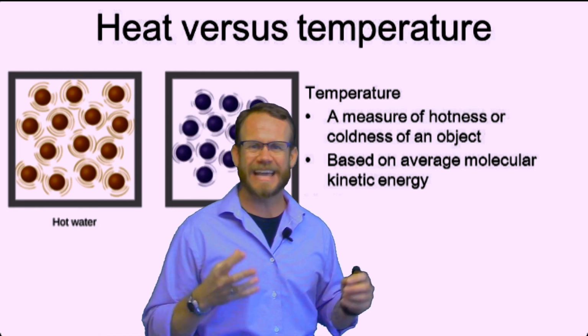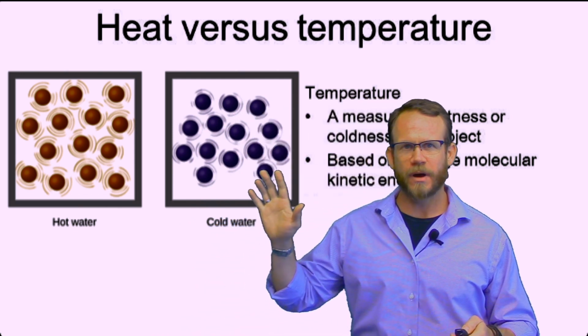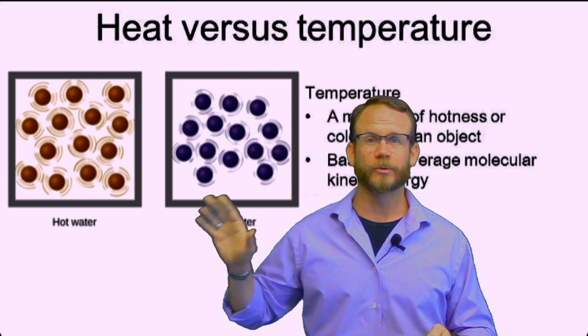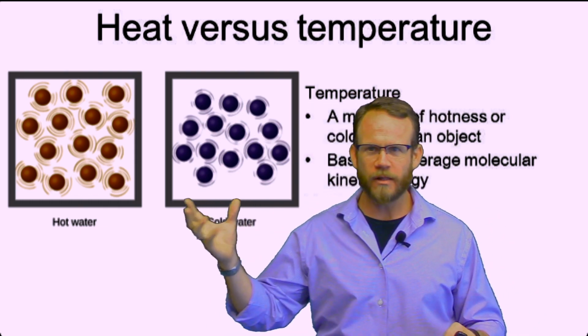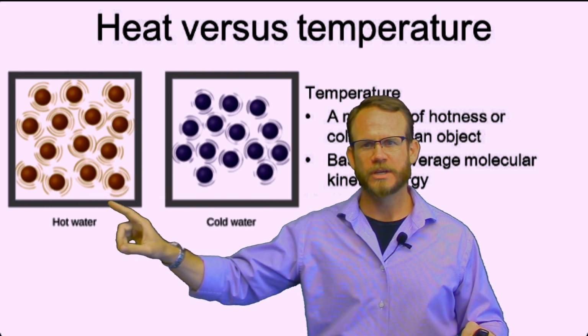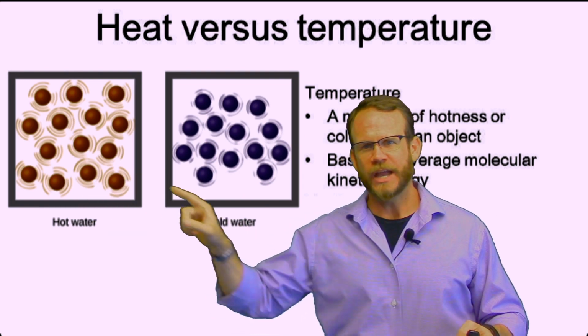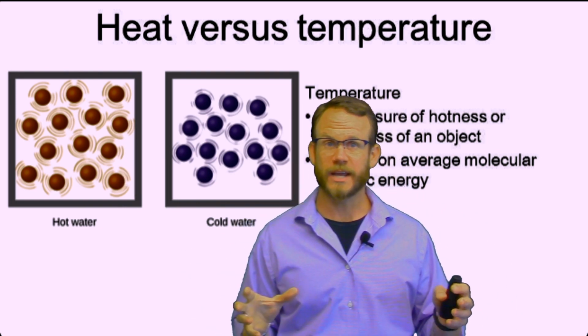And what that's based on is the average molecular kinetic energy. And that just means how much the atoms or molecules are bouncing around. So if you guys are a fan of Bob Ross, you remember his happy little molecules here. And on the one side, these are both water, same number of molecules, but this one's hot and this one's cold. And you can sort of see here that these molecules of water are bouncing around more, right? They're more excited.